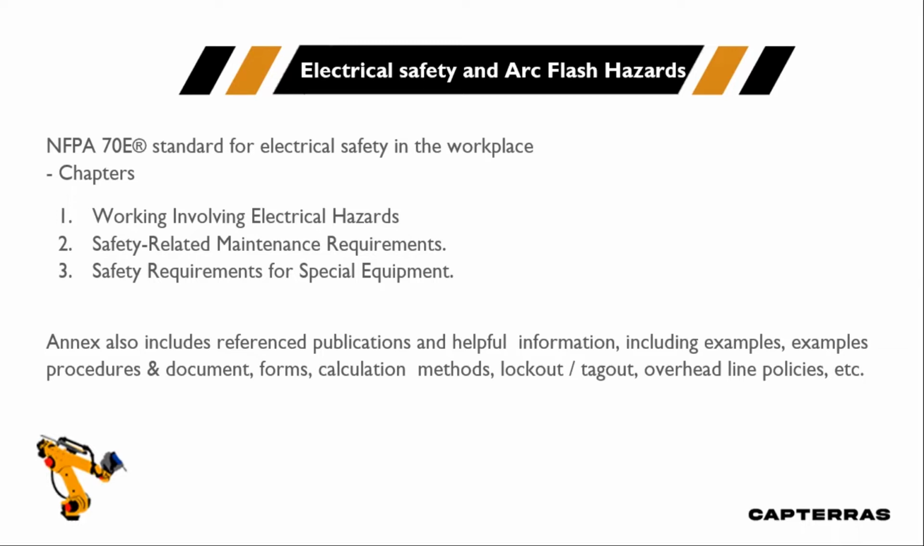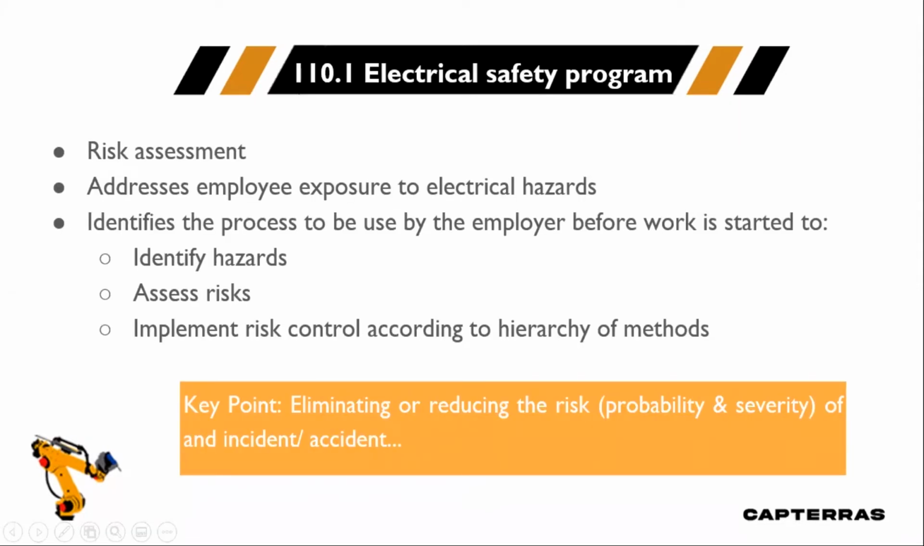NFPA 70E, a standard for electrical safety in the workplace. The more important chapters are working involving electrical hazard, safety-related maintenance requirements, safety requirements for special equipment. This annex also includes reference publication and helpful information, including examples, procedures, and documents, forms, calculation methods, lockout, tagout, overhead lines policies, and more. We continue with the Electrical Safety Program 110.1.